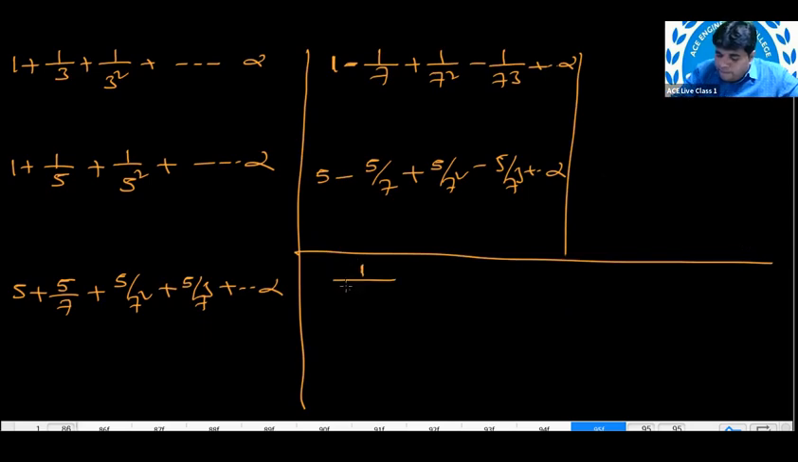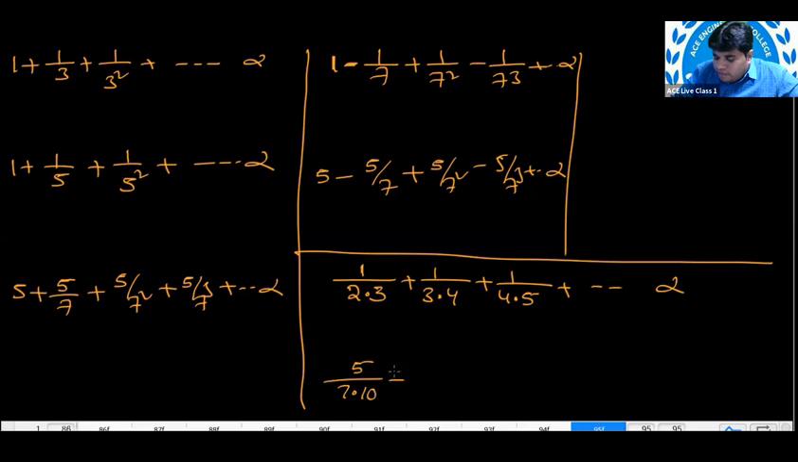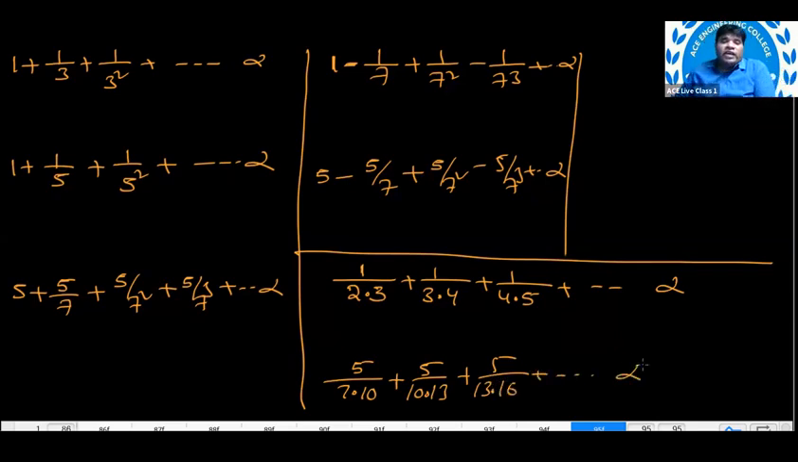1 by 2 into 3, plus 1 by 3 into 4, plus 1 by 4 into 5, up to infinite. What is the answer? 5 by 7 into 10 plus 5 by 10 into 13 plus 5 by 13 into 16, up to infinite. These questions are infinite geometric progression concept.